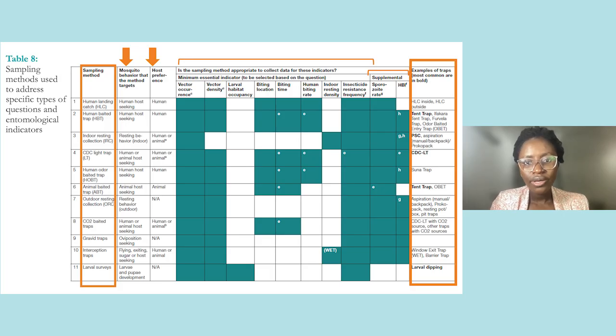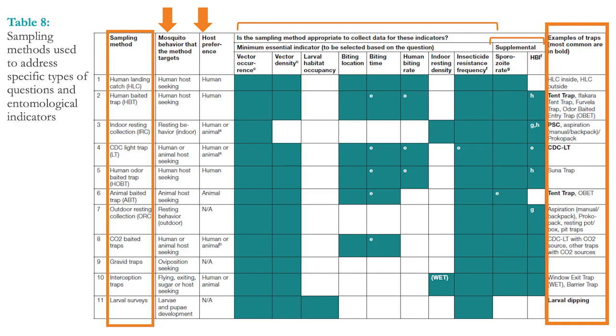Use Table 8 to help you determine what types of questions and entomological indicators each sampling method may help you address. For example, let's say I'm looking to measure biting time. Based on the table, I see that I can use several methods, including the HLC method by conducting HLCs inside and outside. I can also see that there are several methods I can't use, such as indoor resting collections and outdoor resting collections.